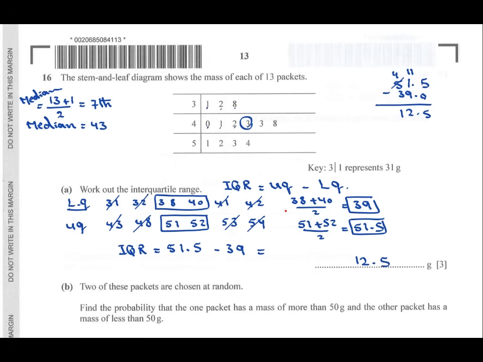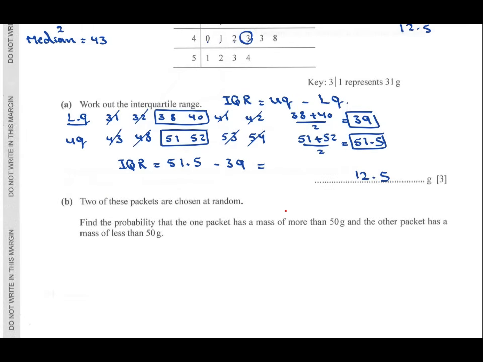The next part of this question is a probability question. Two of these buckets are chosen at random. It means I will draw two buckets at the same time. So the first draw will be out of 13 buckets, but the second draw will be out of 12 buckets only. Okay? Find the probability that one bucket has a mass more than 50 and the other bucket has a mass less than 50.